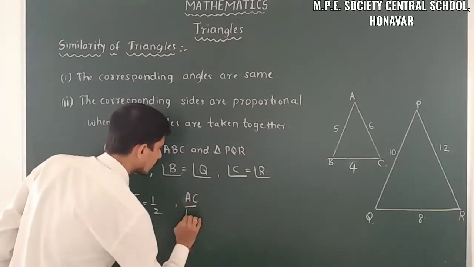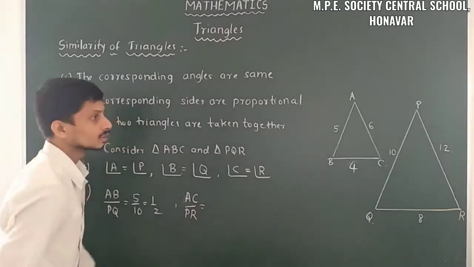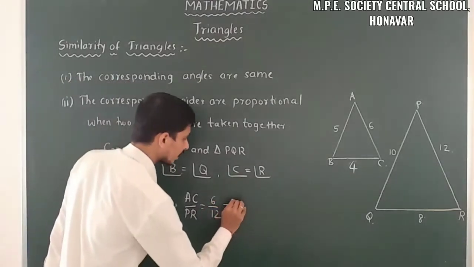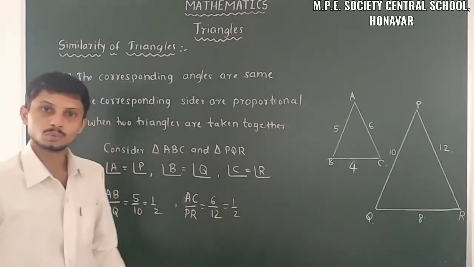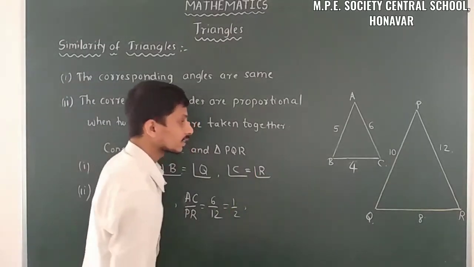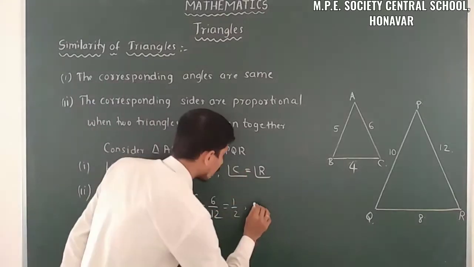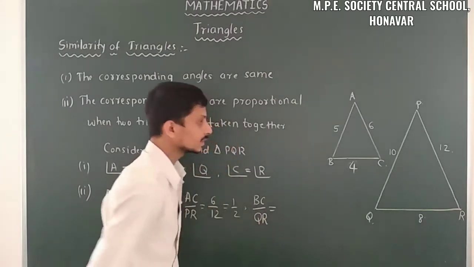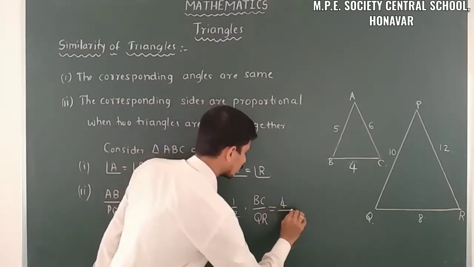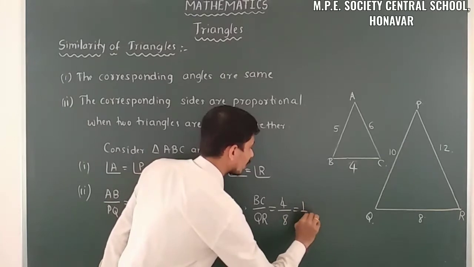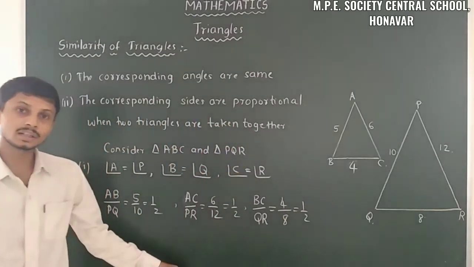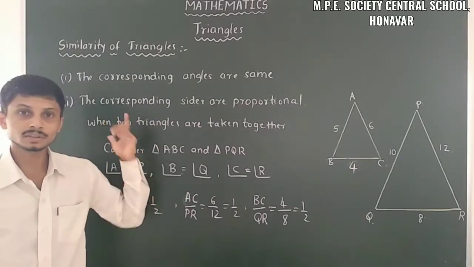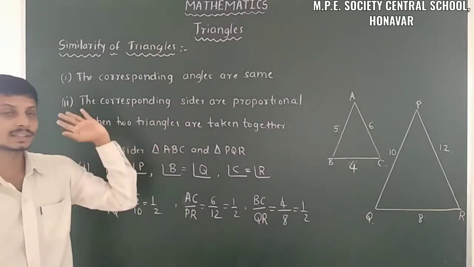AC divided by PR. So here just observe 6 by 12. 6 by 12 means we can write it as 1 by 2. Then let us take the last one, that is BC by QR. BC is equal to 4 and QR is equal to 8, which is equal to 1 by 2. That means just observe here the ratios of corresponding sides are one and the same. So then we call it corresponding sides are proportional.